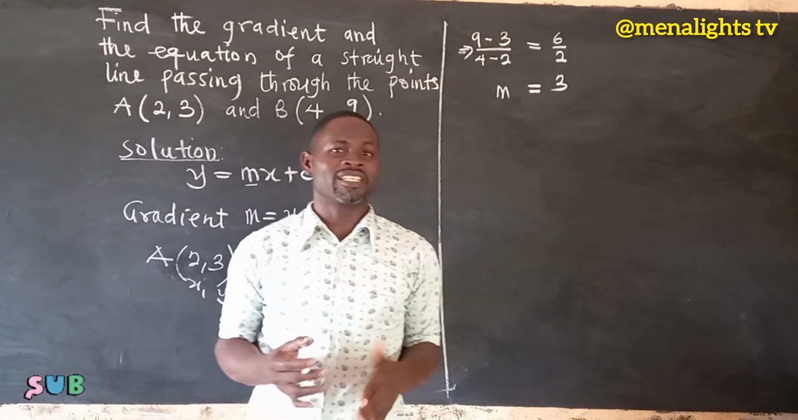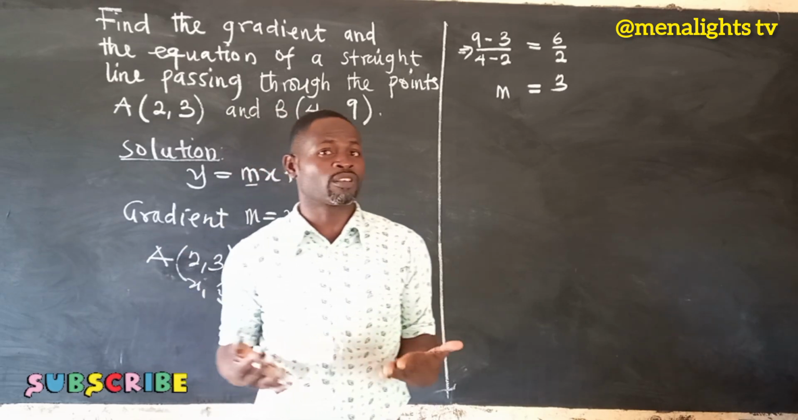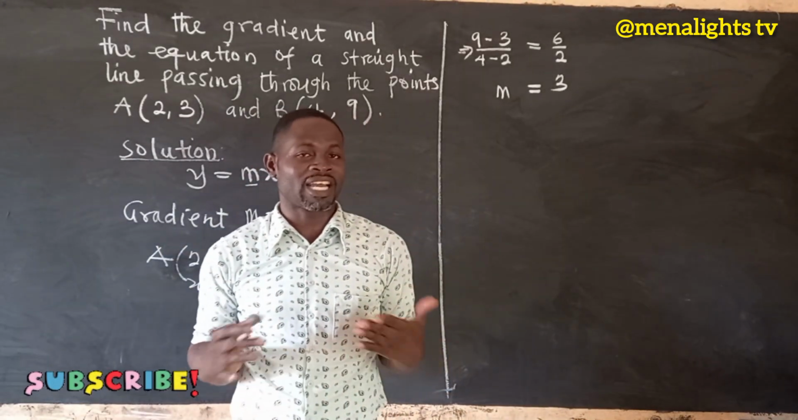Now, gradient means the slope or the steepness of the graph that you draw, the line graph.